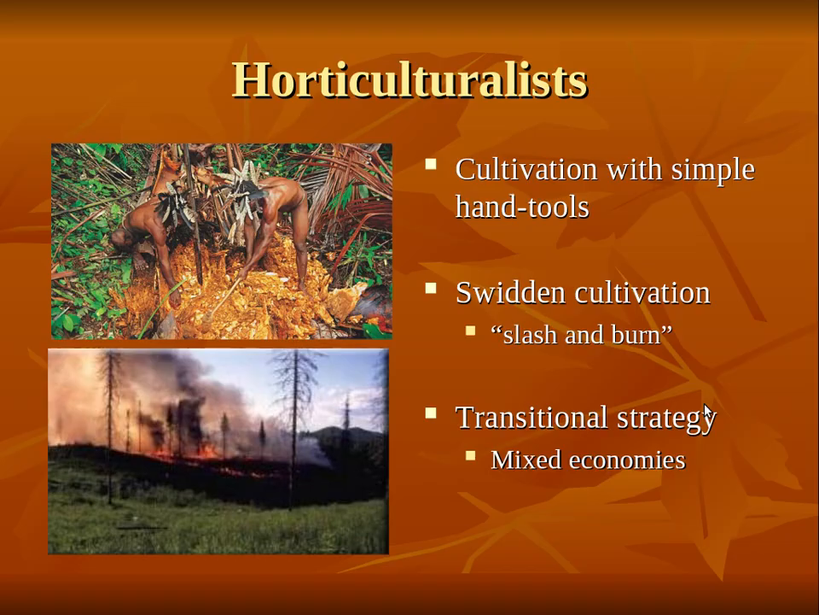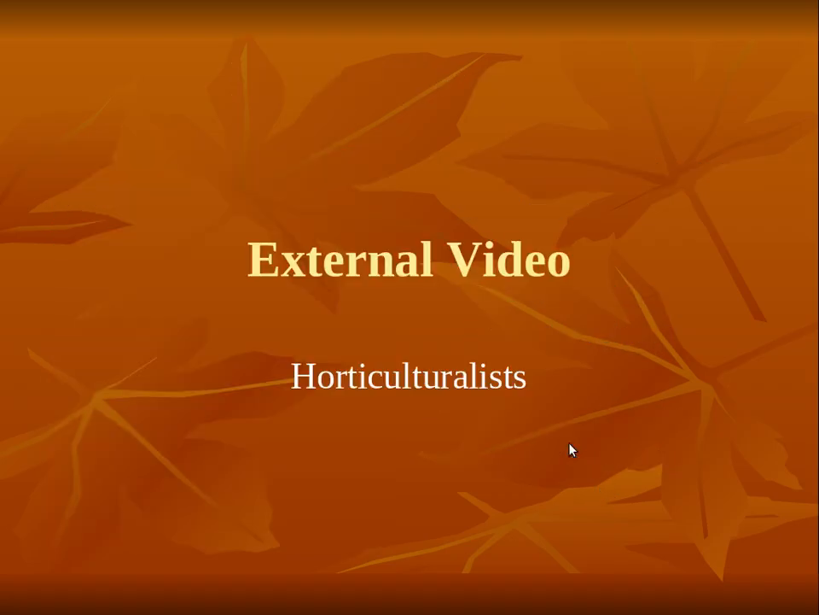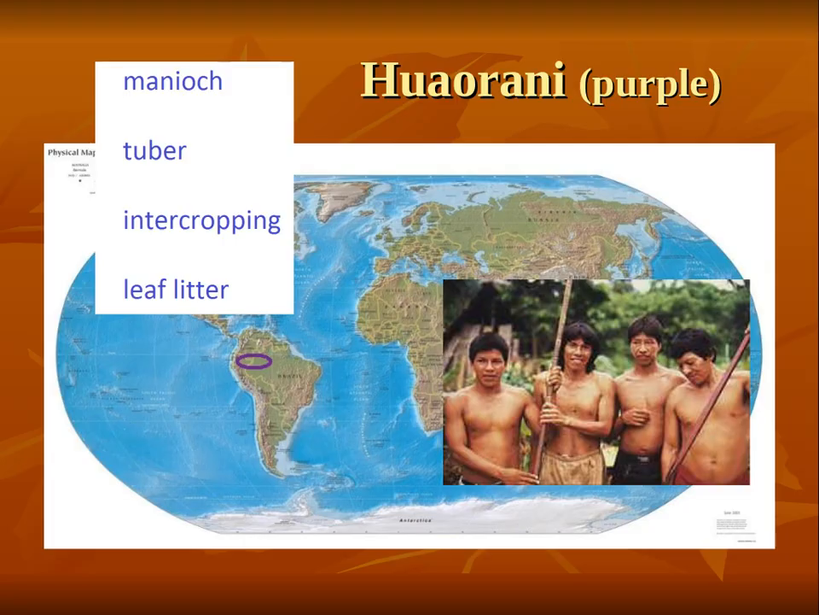Right. Now we may see horticulture, it doesn't just drop out of the sky onto the people. We often see transitional phases where people are moving from hunting and gathering to horticulture. And I've got an external video which shows a group that's in that transitional stage. They're called the Waorani. You can open that up after you finish this and have a look at the Waorani.